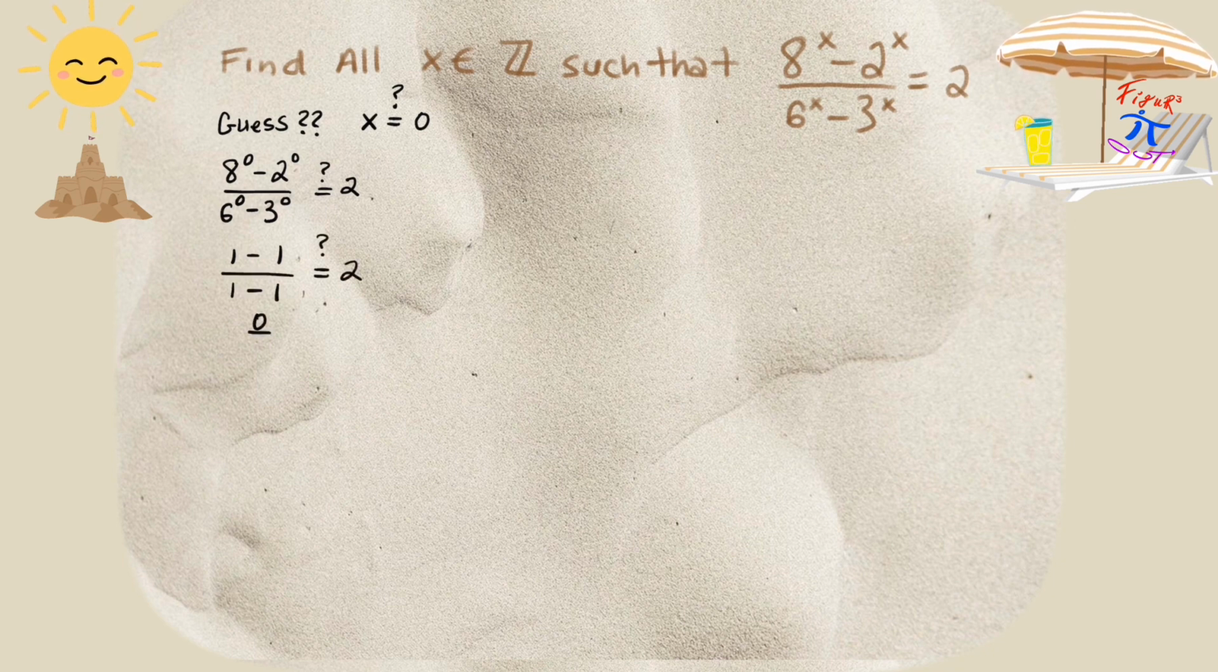Unfortunately, on the left-hand side of this equation, when we plug in 0, we get an indeterminate form. 0 over 0 does definitely not equal 2. So x equals 0 is not a solution.